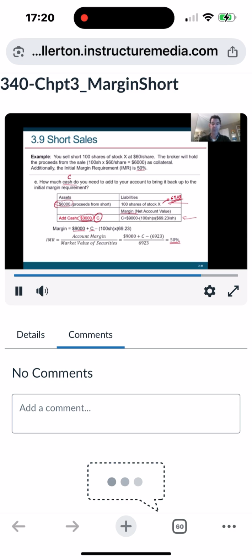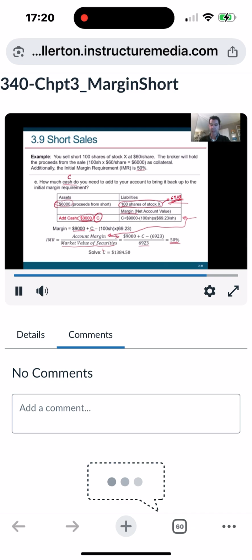So I calculate the margin percent. What is that? That's account margin. So again, I take this value here, which is the 9,000 plus C minus 69.23. And I divide it by the market value of the securities. Where are the securities? They're sitting right here. What is their value? 100 shares at 69.23 per share. I plug that in there. And I want to know when this equals 50%. I need to solve for C.